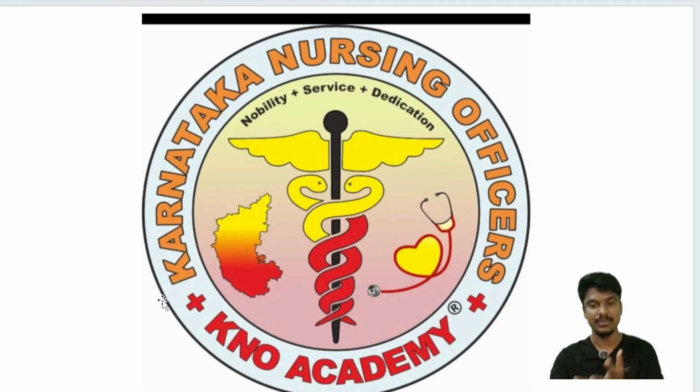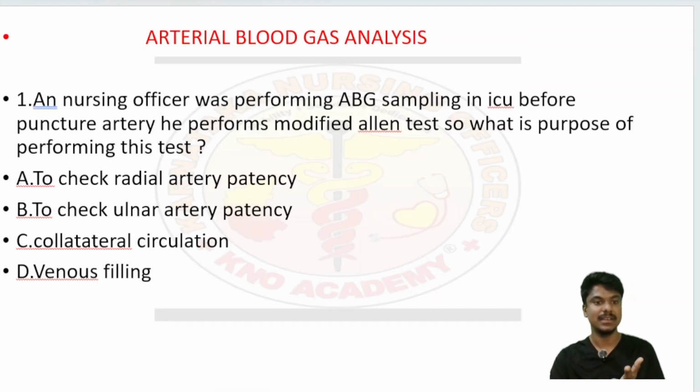Now we'll see some MCQs. After that, we'll move towards some theory concepts related to arterial blood gas analysis. So the first question is here in front of you. A nursing officer was performing ABG sampling in an ICU, and the posted nursing officer is taking an ABG sample. Before taking a sample, he punctures the artery. Before performing the ABG sampling, he performs the modified Allen test.